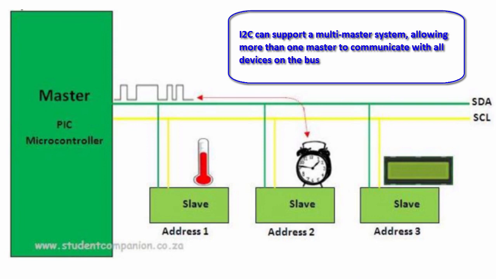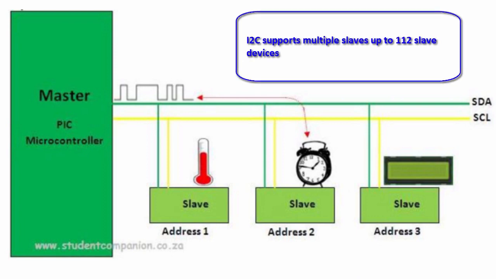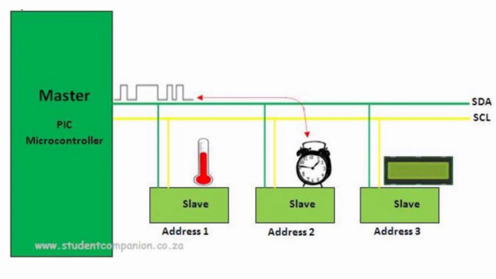Although the master devices can talk to each other over the same bus and must take turns using the bus line, I2C supports multiple slaves, up to 112 slave devices. I2C devices may have external address pins which allow you to assign a unique address to each device, and therefore it allows multiple of the same devices to operate on the same bus.